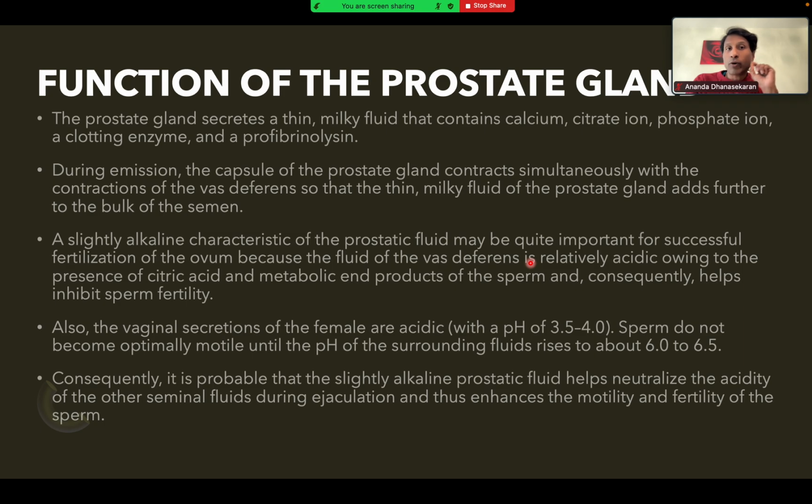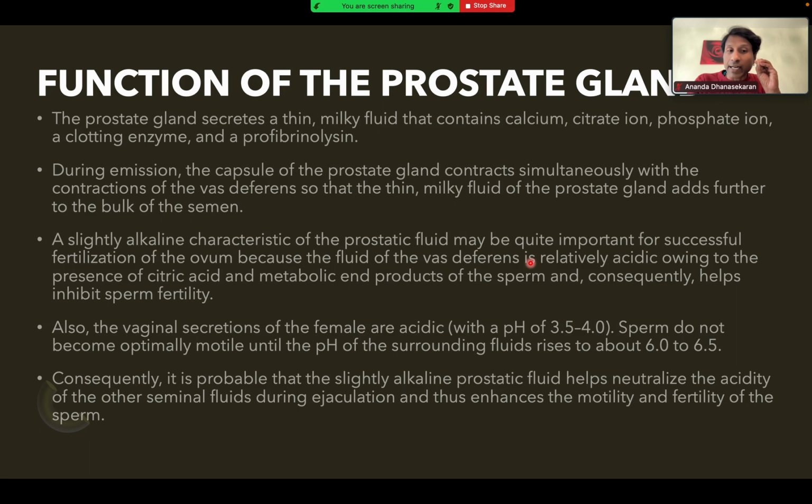The main important use of the prostate is that it is alkaline. This is very important for successful fertilization of the ovum because we need an alkaline environment. The other areas are all acidic. So the prostate gland makes the ejaculate alkaline. Even the female vaginal secretions are a little bit acidic, 3.5 to 4. This alkalinity is mainly by the prostate. It increases the pH up to 6 or 6.5.